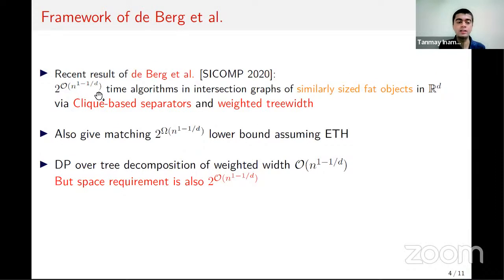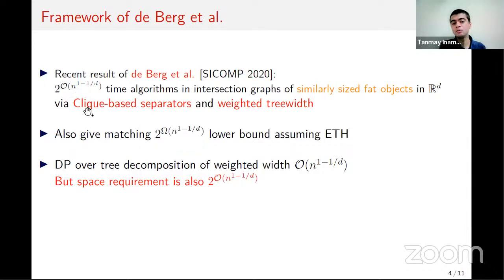Recently, de Berg et al. showed that in fact this kind of running time is possible for the intersection graphs of similarly sized fat objects. A fat object means that the ratio of the radius between the in-circle and the out-circle of an object is bounded by some constant. Similarly sized means that the ratio of the radius of the in-circle of any object in the family is also bounded by a constant. If you have these kinds of objects in R^d, then the running time is sub-exponential. And if d is 2, then we get 2 to the order square root n, like planar graphs.